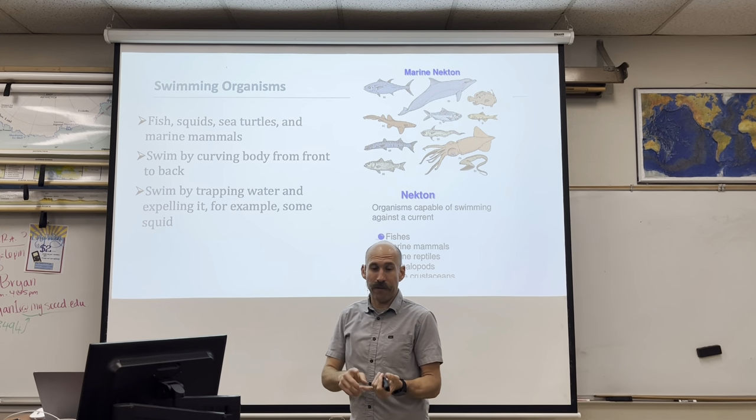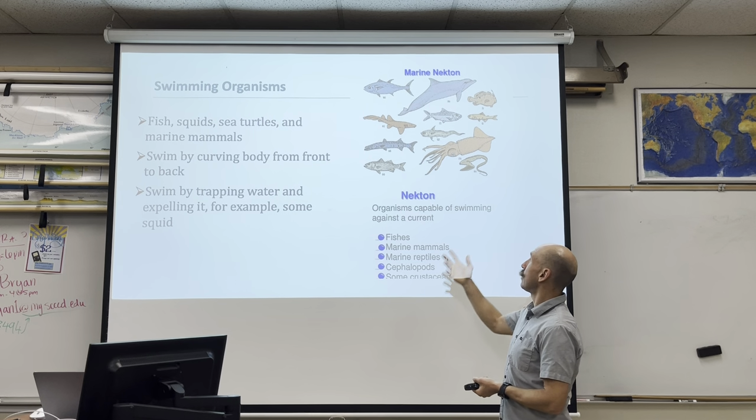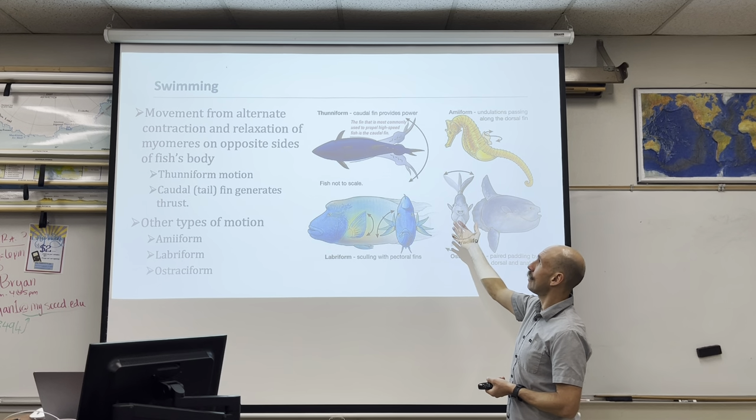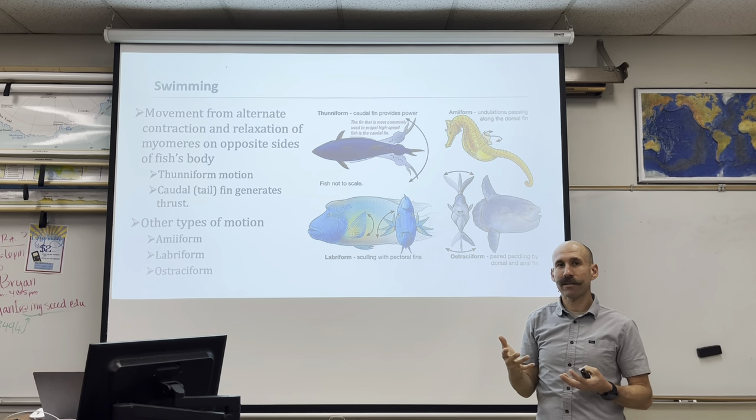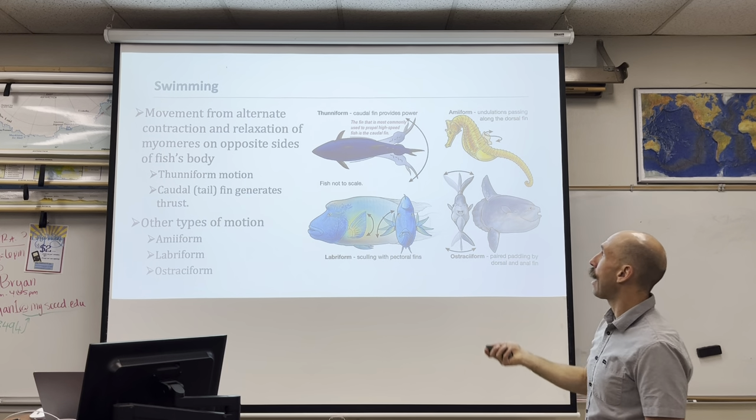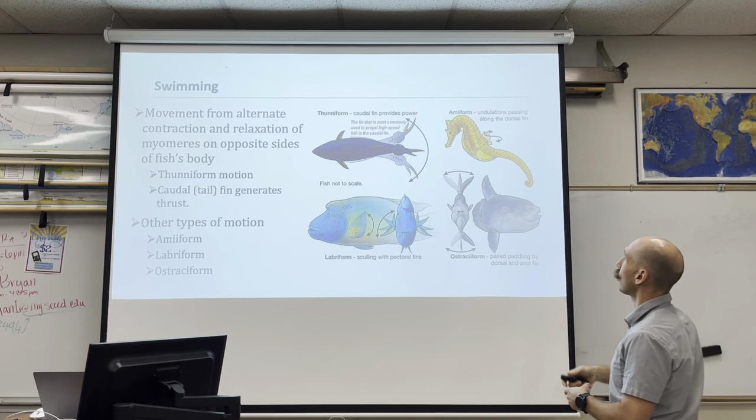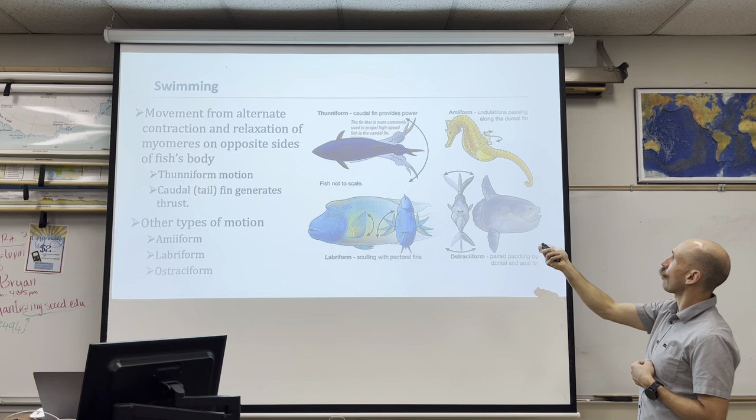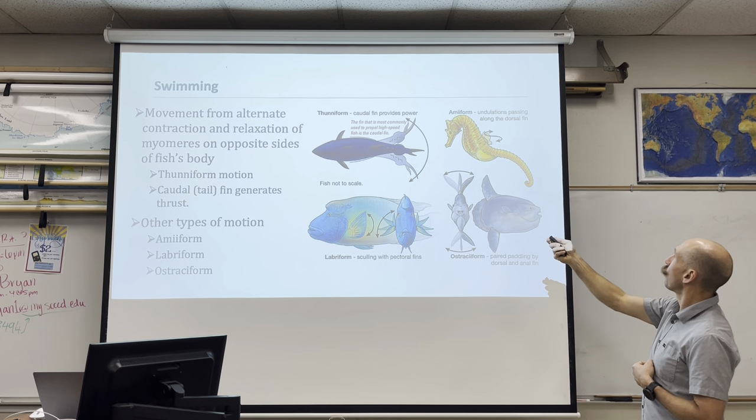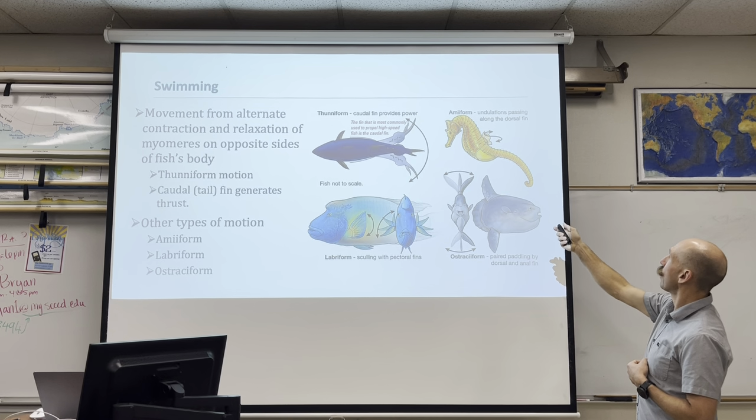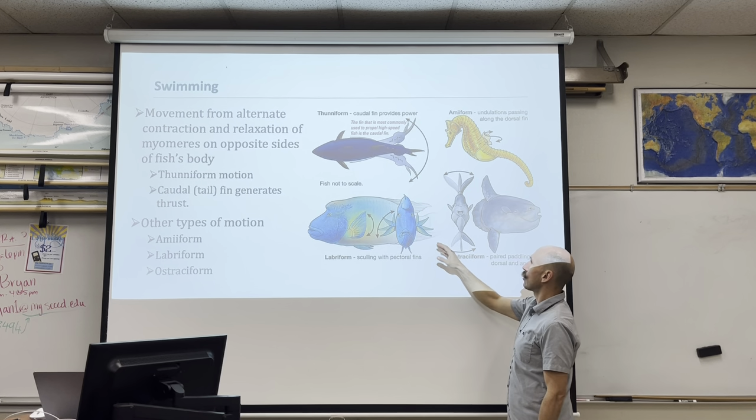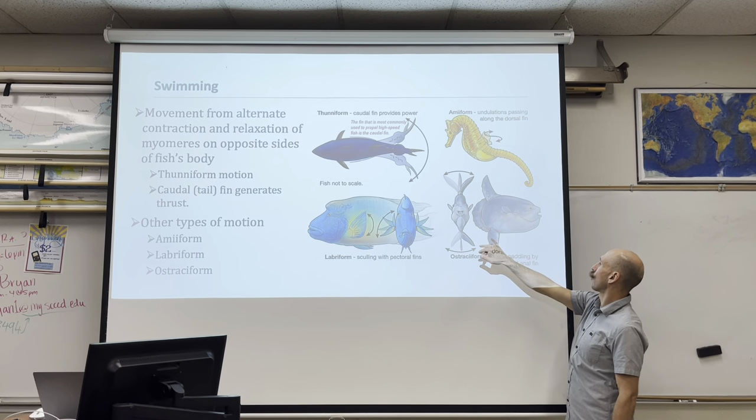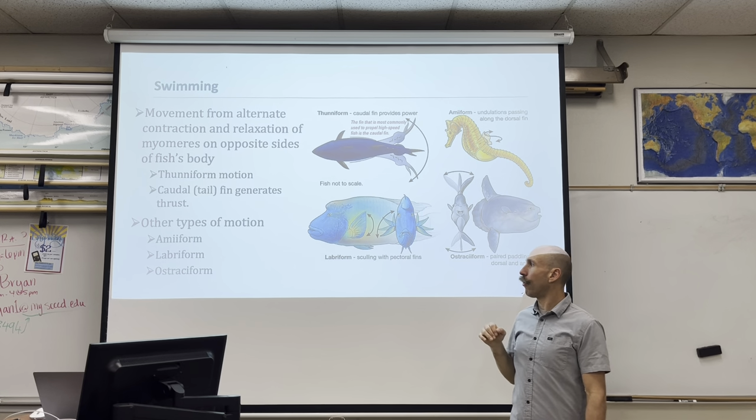Nekton include fish, squid, marine mammals, sea turtles. Everything that swims in the ocean basically is nekton. And swimming is primarily driven by alternating contraction and relaxation of myomeres on opposite sides, giving us most common, like sharks, thuniform, where the tail fin or caudal fin moves back and forth. We've got ammiform, this is undulation along the dorsal fin. Labriform, sculling with the pectoral fins, or ostraciform, paired paddling by the dorsal and the anal fin to propel through water.